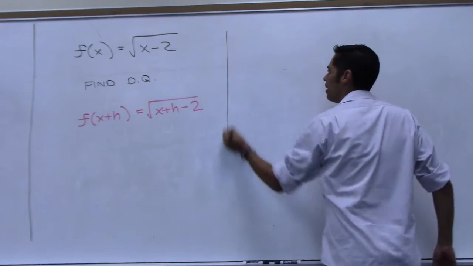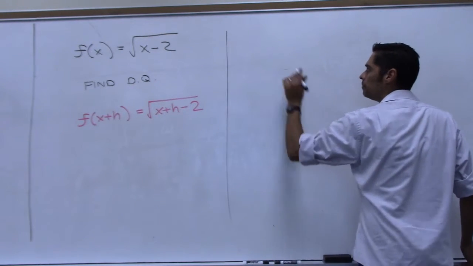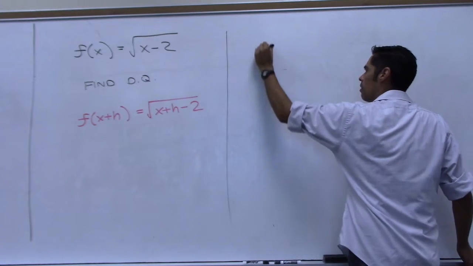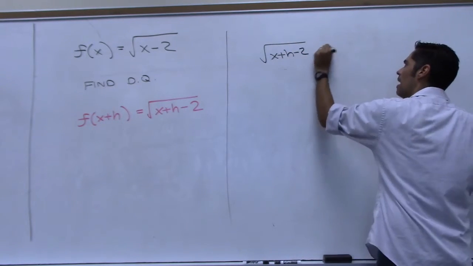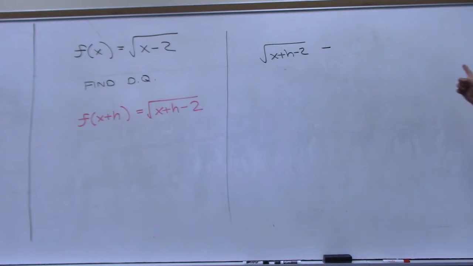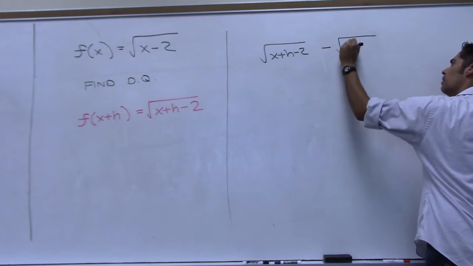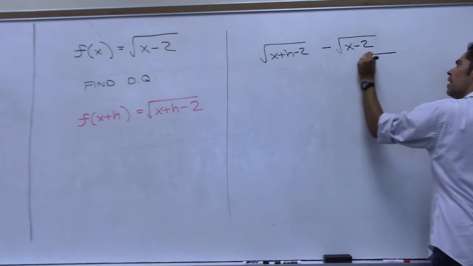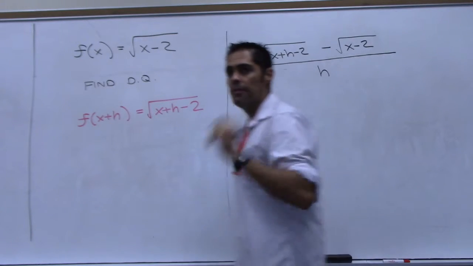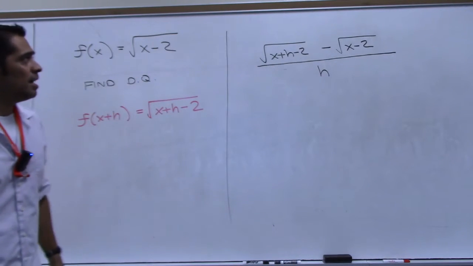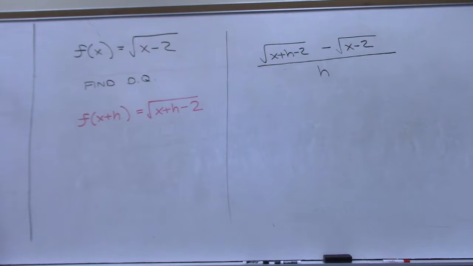Let's write the difference quotient down. Top left is what? Square root x plus h minus 2. Then minus, we're supposed to put f of x here now, right? What is f of x? Square root of x minus 2. All of this divided by h. That is the difference quotient. But to be done, you have to get the h to cancel.